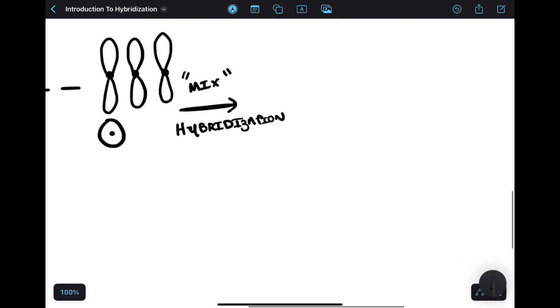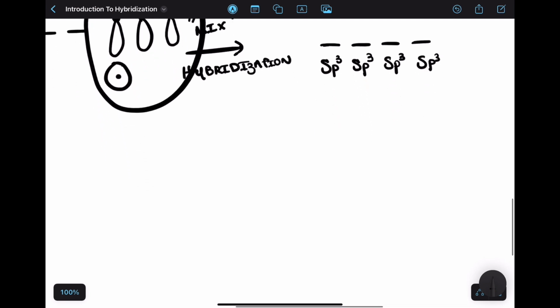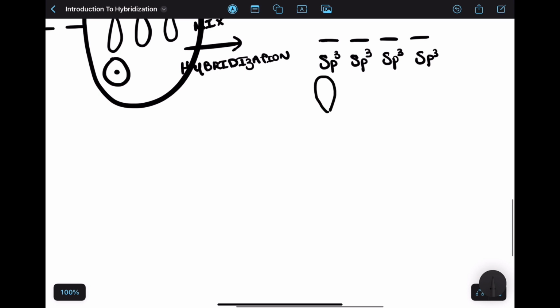Right? And so now we get 4 equal energy sp3 orbitals. We've mixed these orbitals together, the s and the p in a blender, and then we get 4 sp3 orbitals coming out the other side.